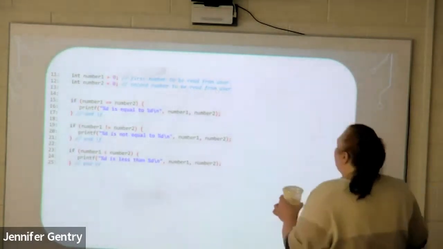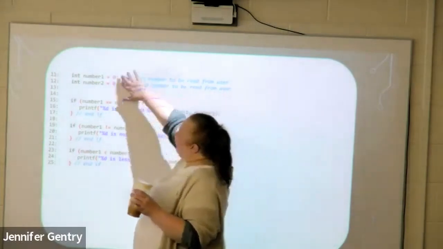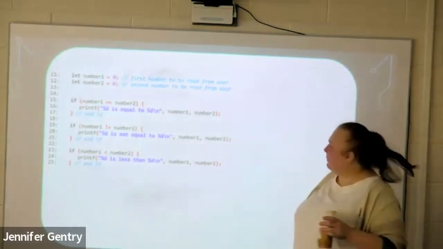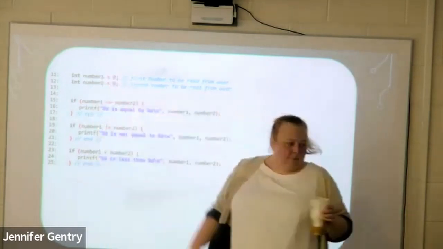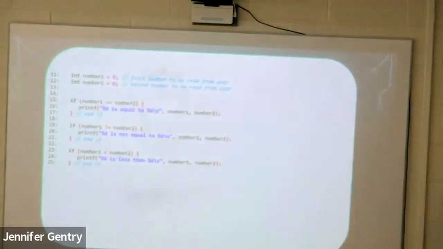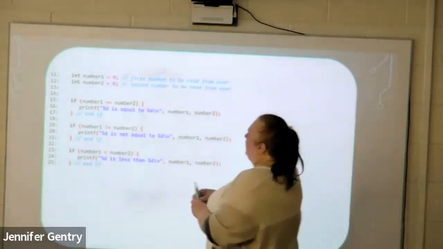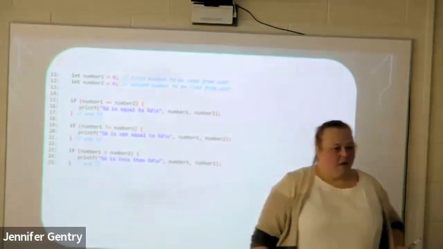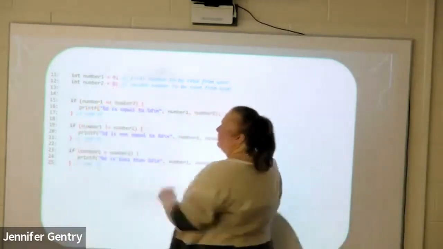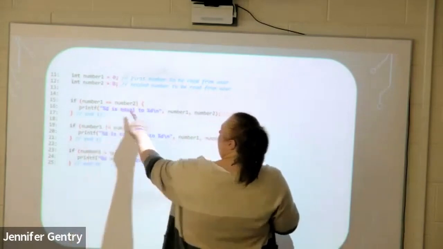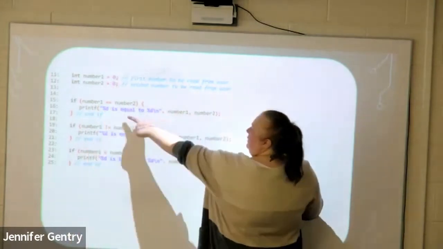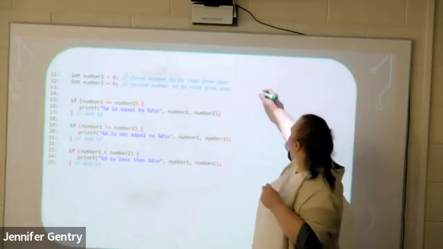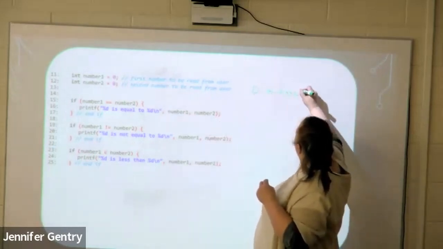This is a small snippet of a much larger program, but here they did some input. We're not doing user input until next Wednesday, so we'll look at it a little bit more then. I'm going to assign number 1 equal to 0, number 2 equal to 0. Got a few ifs up there. If number 1 double equal sign number 2, is that true? Is this equal to that? Yes. So it's going to print number 1 is equal to number 2. See how we have the two format identifiers and the two variables there? That's going to print 0 is equal to 0.